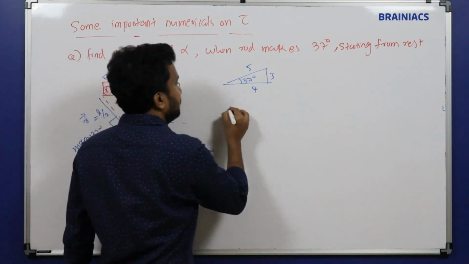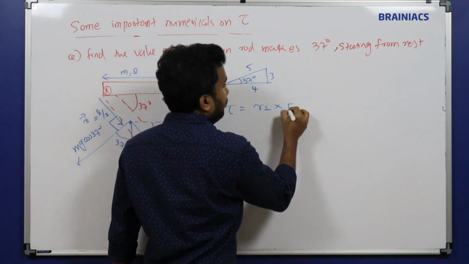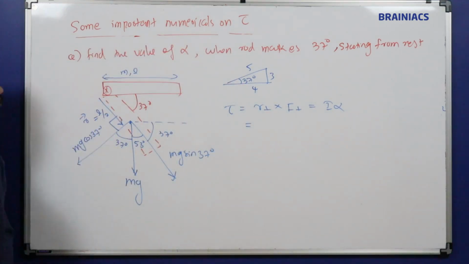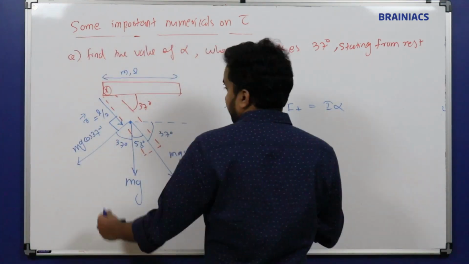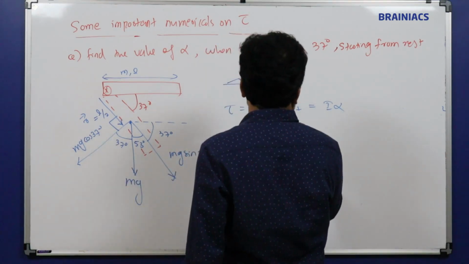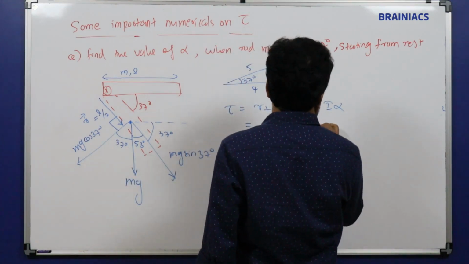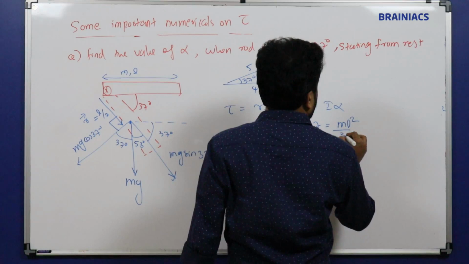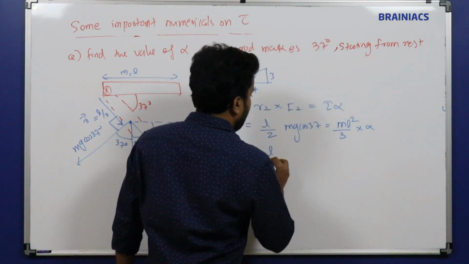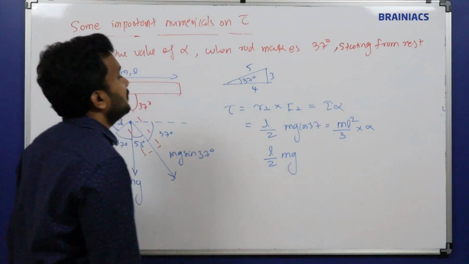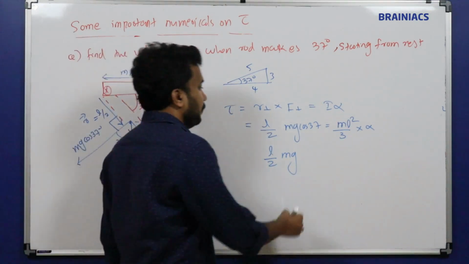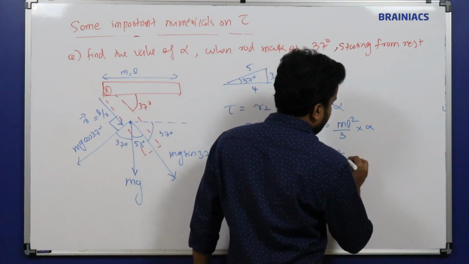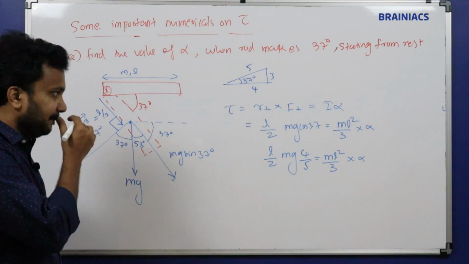So torque is equal to r perpendicular into F perpendicular, equal to I alpha. What is r perpendicular? L by 2. What is F perpendicular? mg cos 37. So mg cos 37 is equal to I, the moment of inertia about one end, ml square by 3, into alpha. So L by 2 mg into cos 37, which is 4 by 5, is equal to ml square by 3 into alpha. So what will cancel?